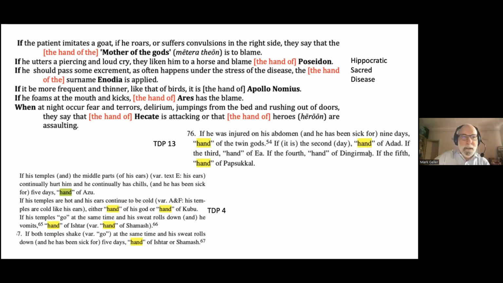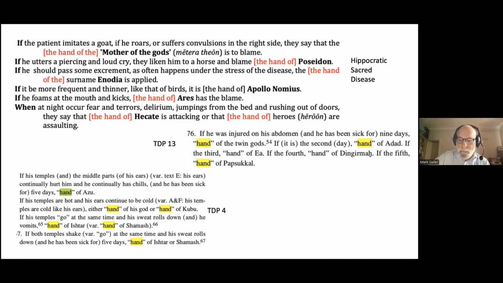Now, what I'd like you to do is to go back to the same passage in Greek, and instead of just mentioning the name of the gods, imagine putting "hand of" into the original form of the passage. Hand of the Mother of the Gods, hand of Poseidon, hand of Enodia, hand of Apollo, hand of Ares. If you do this, you begin to see that these passages look very similar.